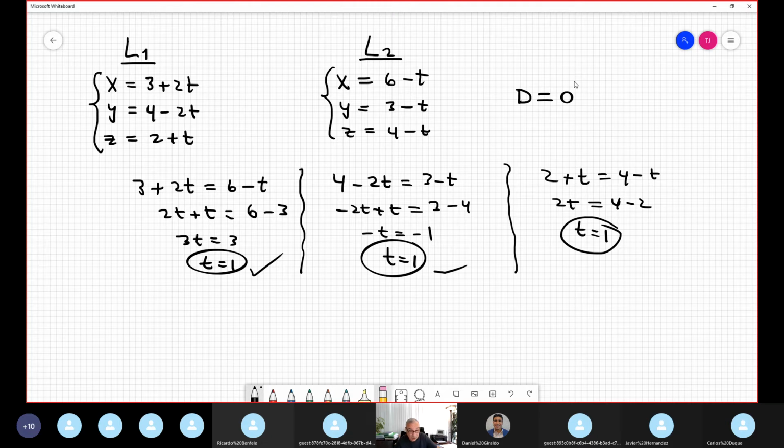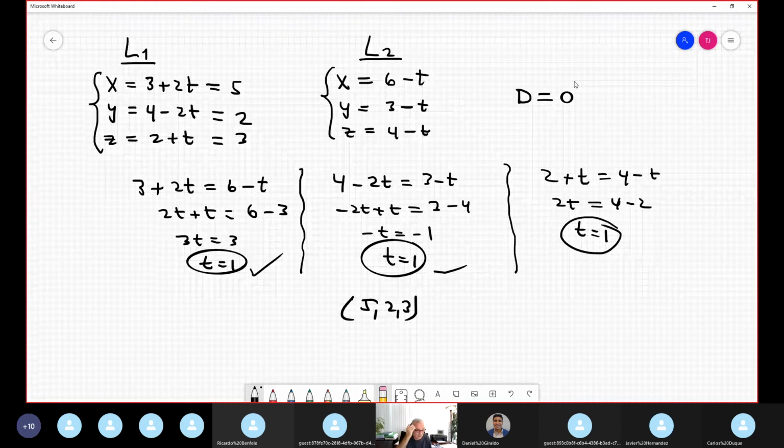By the way, out of curiosity, what is the common point? Well, I know that t is 1. You plug it into either equation. It is obvious that x is 5, y is 2, z is 3. The common point is the point (5, 2, 3). You plug it into line 1 or into line 2, with t equal to 1, and you get 5, 2, and 3. Perfect. Okay, any questions? Super easy or no?